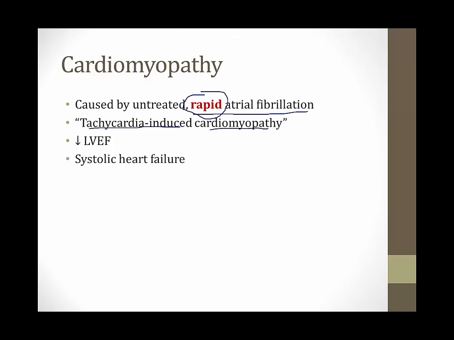If patients have untreated rapid AFib for a period of several weeks or longer, their ejection fraction will decline and they'll develop systolic heart failure. And as I told you on the last slide, some patients with atrial fibrillation are asymptomatic, so sometimes the first point where they realize they have AFib is when they develop heart failure and present for medical attention.